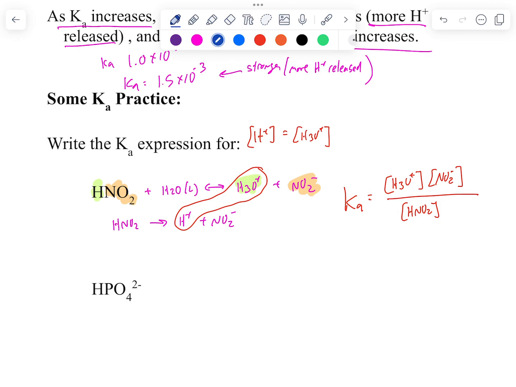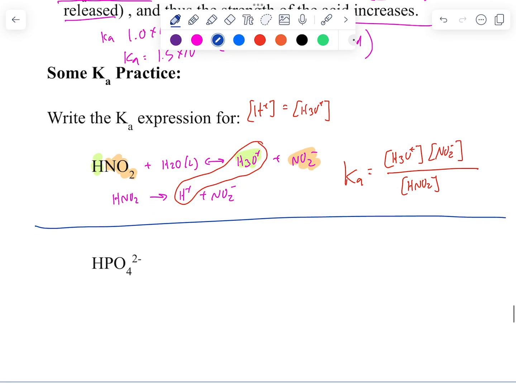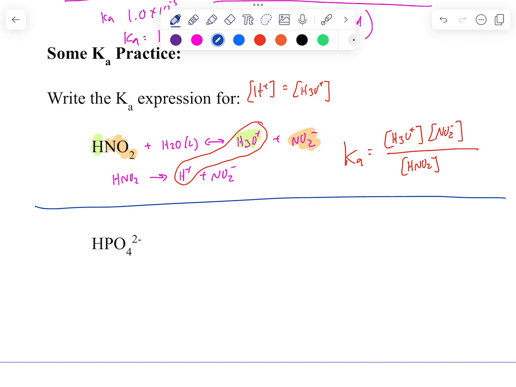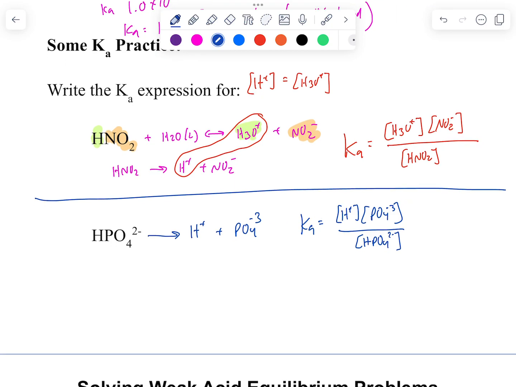Let's do that again for a different one. So I'm going to write the shortened version in this case. I'm just going to show this separating H plus and PO4 with a minus 3 charge. Notice how the charge changed. Every time an H plus comes and goes, the charge has to change. So Ka is equal to the concentration of H plus times the concentration of PO4 3 minus over the concentration of HPO4 2 minus. That is our Ka expression.